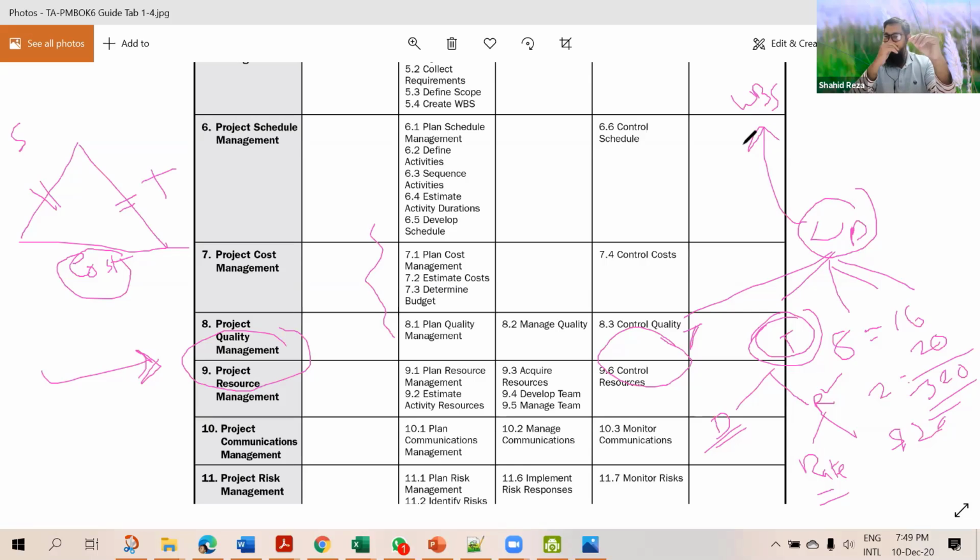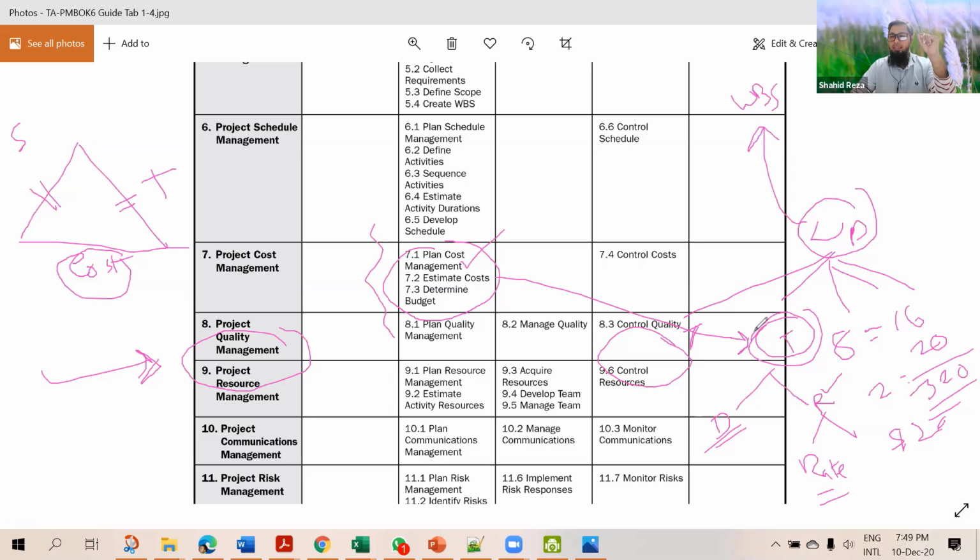And similarly, if we aggregate all the cost of all the work packages and WBS components, then we can find out the project budget, right? So that is the idea of all these cost processes. The first process is plan cost management. Then estimate cost. This estimate cost is talking about the concept I have just explained here.